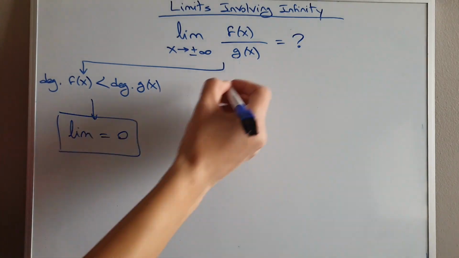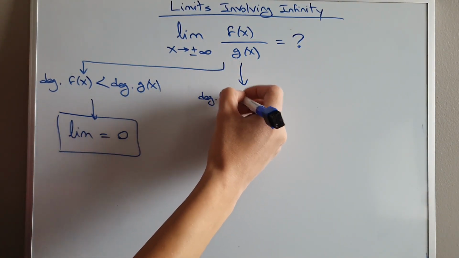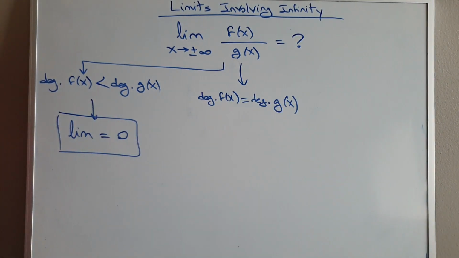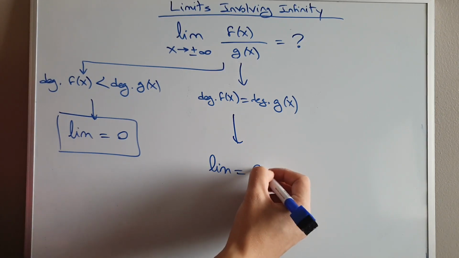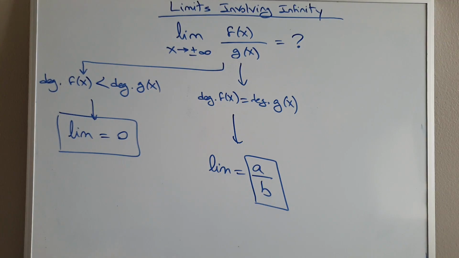The second case, degree of f of x is equal to degree of g of x. In this case, the x's will cancel out, so the answer will simply be a over b. What do I mean by a over b? a is the leading coefficient of f of x, and b is the leading coefficient of g of x.